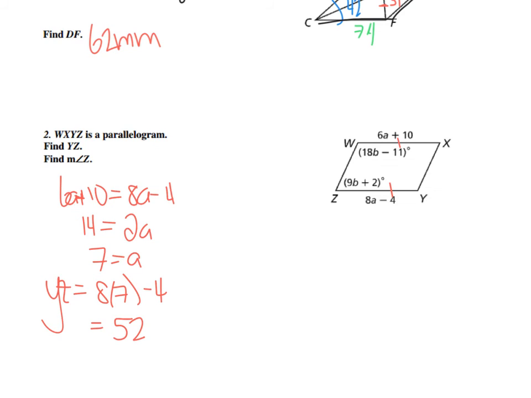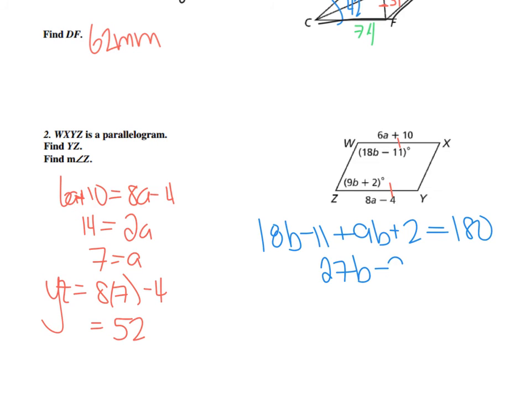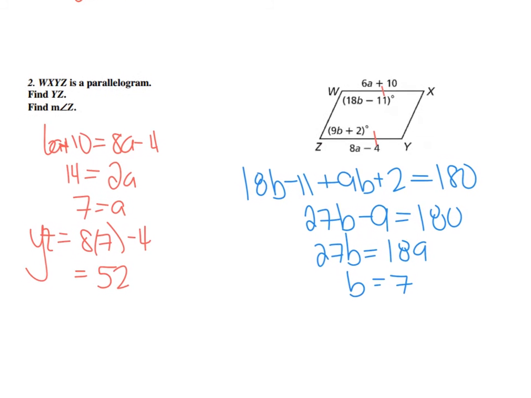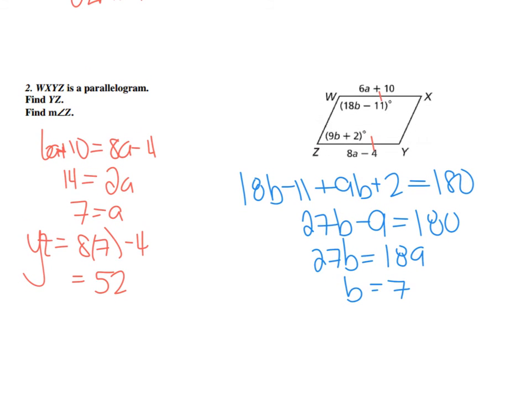Well, in a parallelogram, consecutive angles are supplementary, okay? Opposite angles are congruent. Consecutive angles are supplementary. So these are consecutive since they're right next to each other. So I'm going to add them up to equal 180. So I get 27b to equal 189, so b equals 7. Again, I'm not done with the problem because it says find the measure of angle Z, which means I need to plug it back in. So 9 times 7 plus 2 gives me 65 degrees.